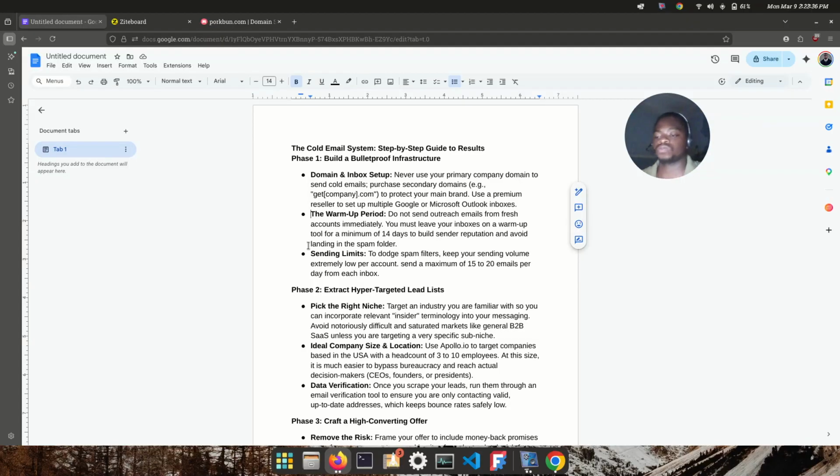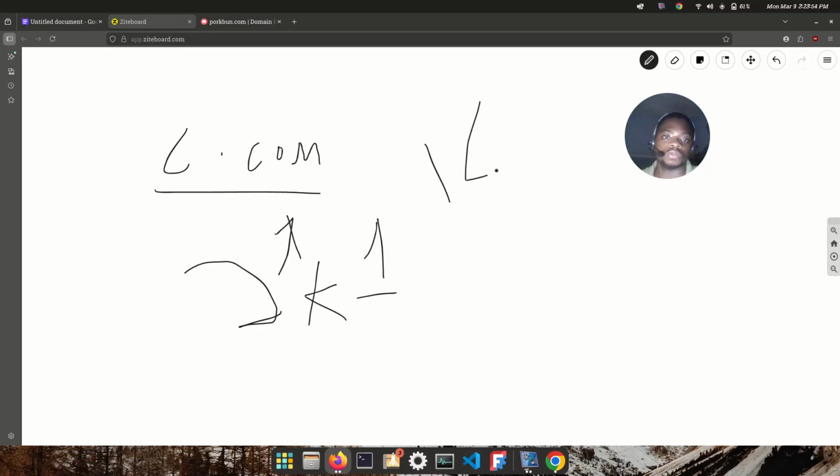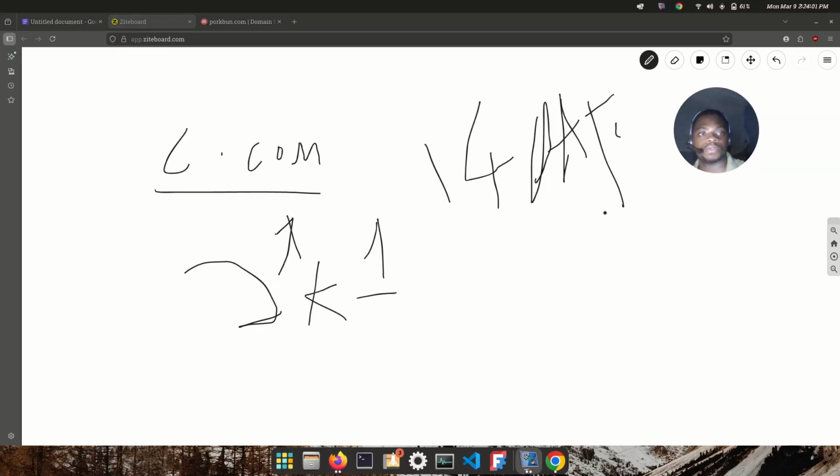Now, when it comes to warm-up periods, they tend to vary, but it has to be a ramp-up period. You can't really force this. So it's a minimum of 14 weeks. Your inboxes have to sit for a minimum of 14 weeks. Sorry, 14 days, not weeks. So that's about 2 weeks to sort everything out. This just prevents your emails from going into spam when you do end up sending emails.